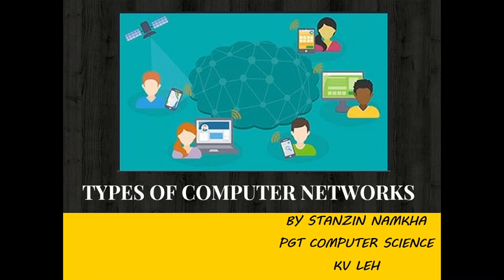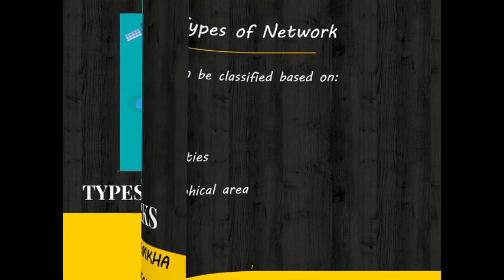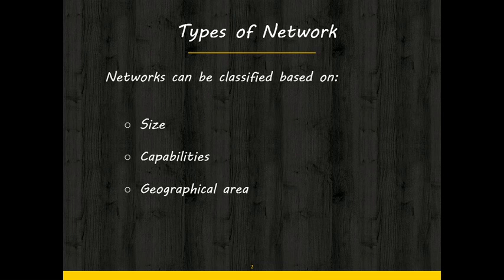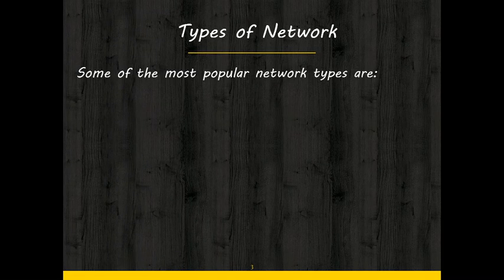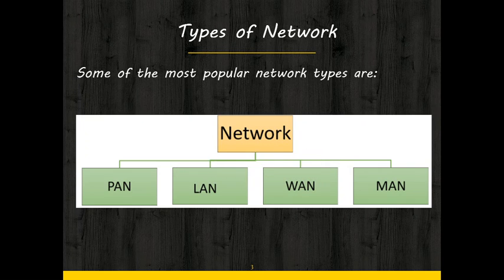In this video tutorial, I'm going to talk about different types of computer networks. Okay, so we can classify networks based on size, that is how many nodes are connected in a network, or capabilities, that is how capable are each of these networks, and geographical area that the network covers. Okay, so different networks will provide different services, so we will see each of these networks one by one.